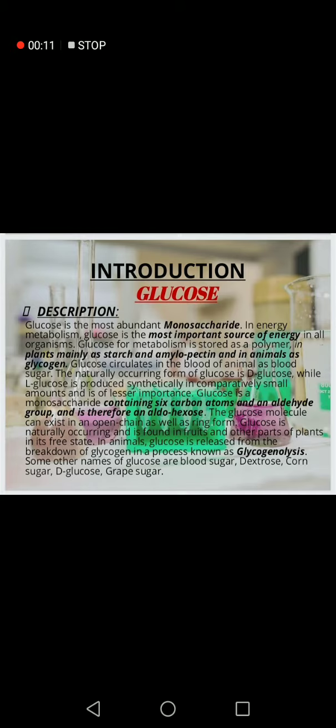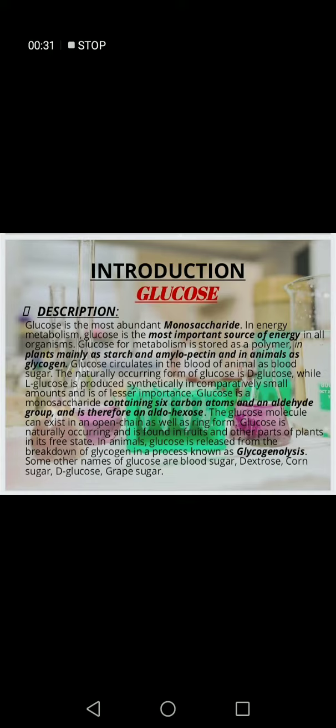The topic I have consists of the introduction of glucose and the introduction of galactose. So I will start with the introduction of glucose, and the description is: glucose is the most abundant kind of monosaccharide. A monosaccharide is the simplest kind of sugar which cannot be further hydrolyzed.